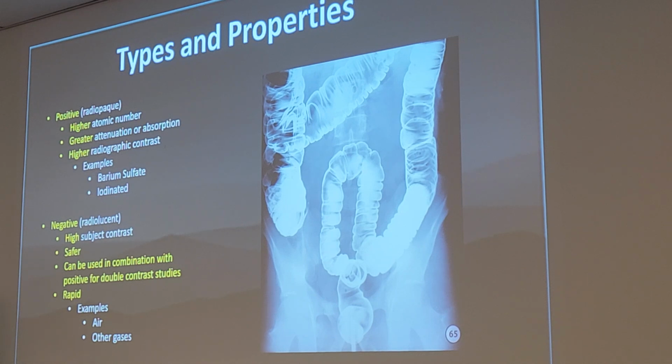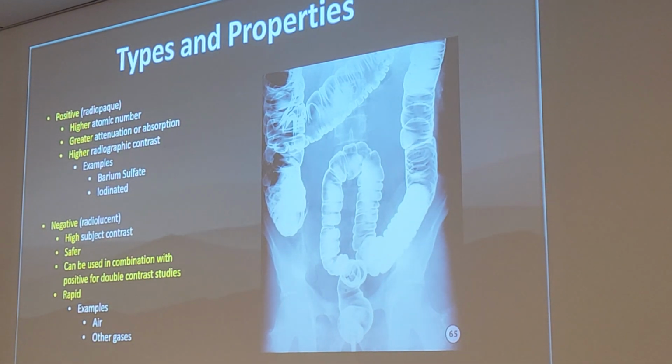As far as contrast goes, do know that the positive contrast has a greater attenuation factor, a greater absorption factor, higher atomic number as well, and also what we call higher radiographic contrast levels. The contrast is going to be higher on positive, which is why it's brighter, more gray, more white. Examples, of course, once again, the barium sulfates, the iodinated contrast.